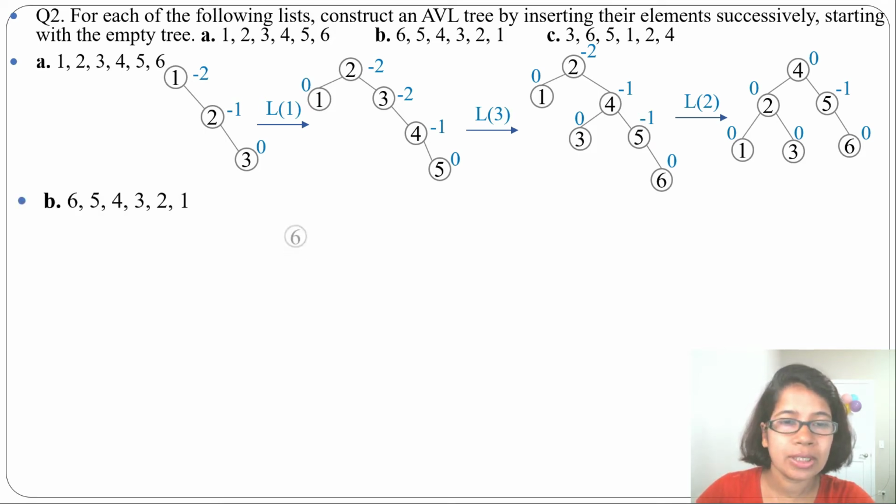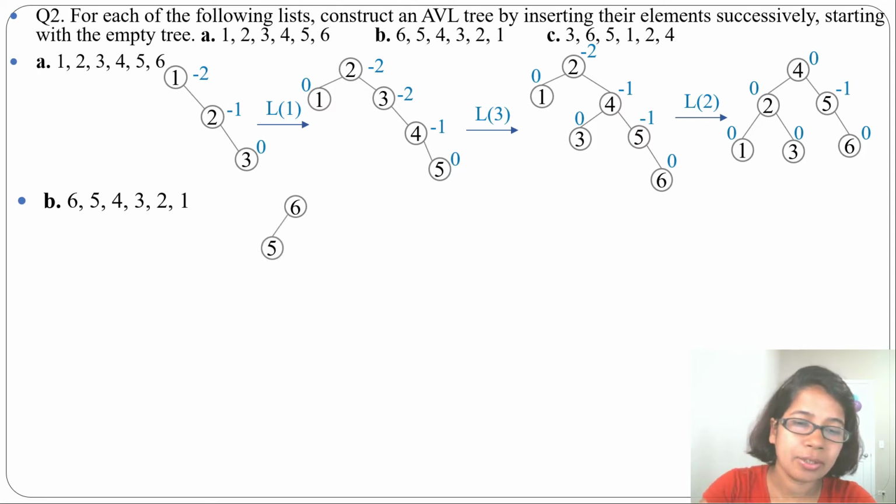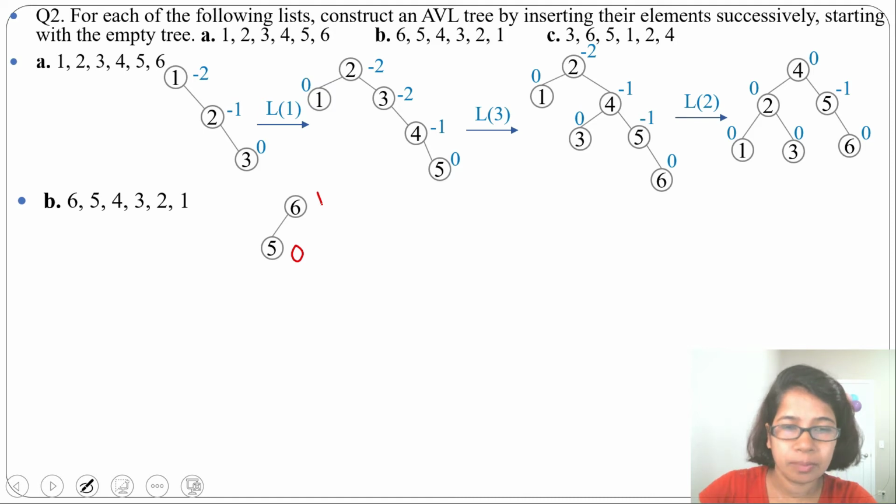So first we will insert 6, balance factor is 0. Next we will insert 5. 5 is less than 6, so 5 will be left child of 6. Now check balance factor. For 5 it is 0, for 6 it is 1, so 1 minus 0, it will be 1. Next we will insert 4. 4 value is less than 5, so 4 will be left child of 5.